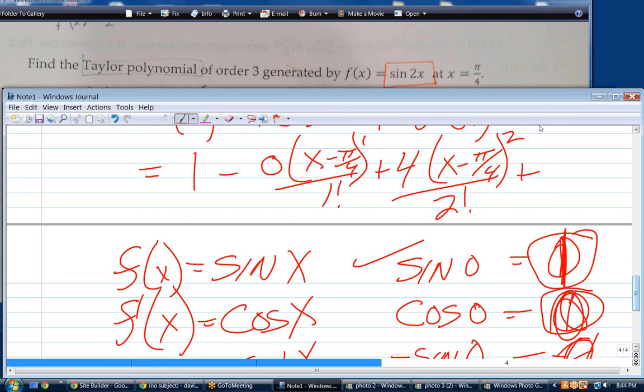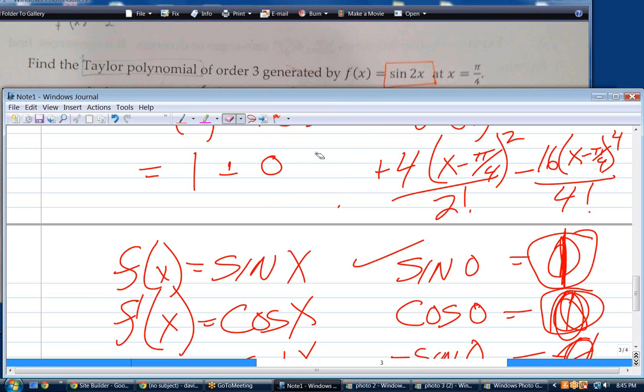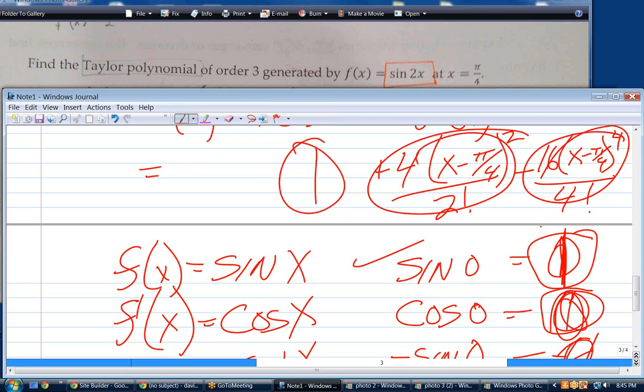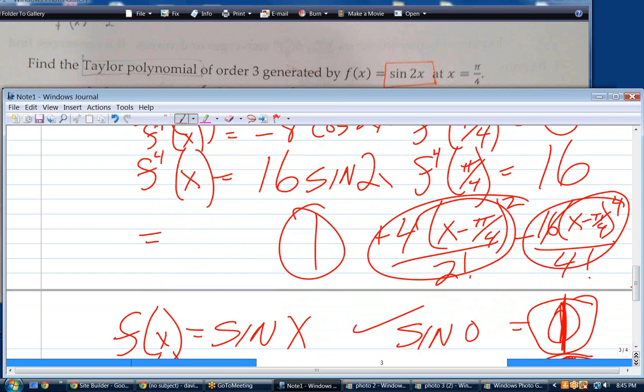I'm not certain. I guess we need a third term, which is going to be, let's see, this one disappears. So I've got 1 plus this, and the third term would be minus 16 times x minus pi over 4 to the 4th over 4 factorial. Now, so you're saying that I need one more? No, that's it. In other words, the third order polynomial is 1 term, 2 terms, 3 terms, huh? Wouldn't it be plus 16 though? Yes, that is a plus there. Just making sure. Yeah, no, very good.